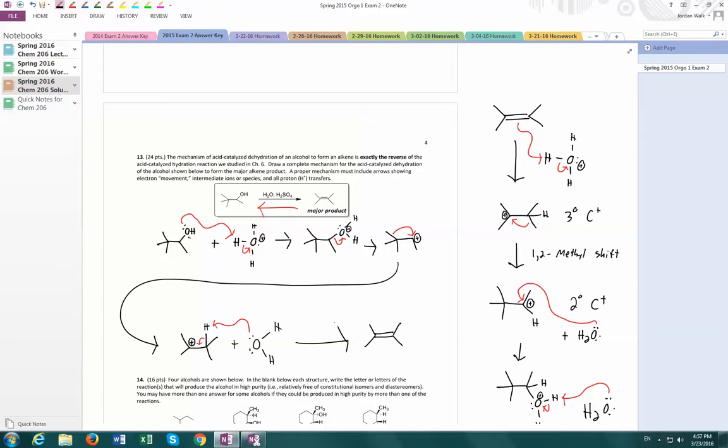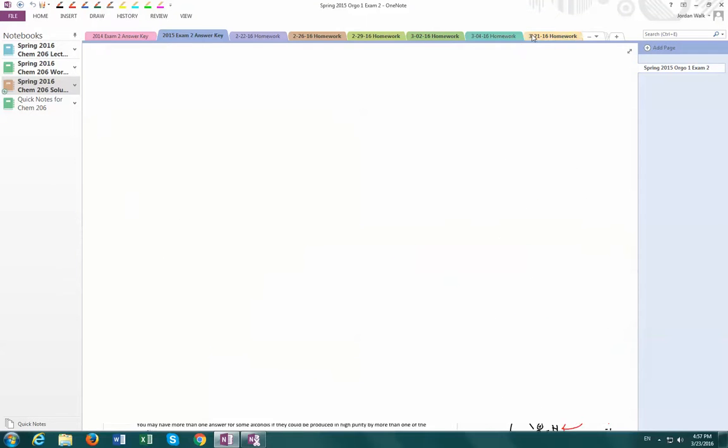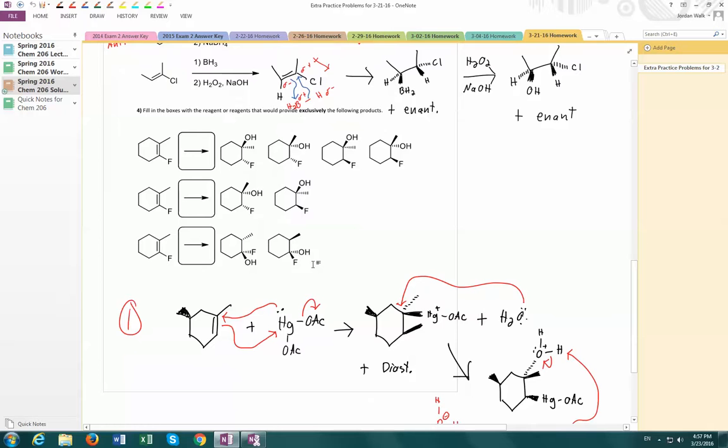Okay, which one? Number 4 on 321. Okay, so up to this point in class, we had learned that there are these 3 reactions that can form an alcohol.